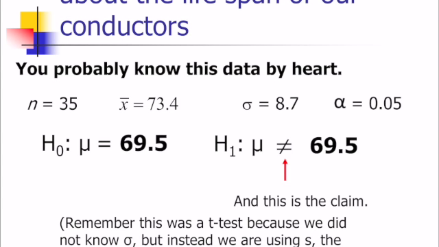So here I have the same problem. This is the one about the lifespan of conductors. So they surveyed 35 conductors. These 35 conductors have an average lifespan of 73.4, but the true human population of men has an average lifespan of 69.5 years. We know our population standard deviation and we know our alpha, okay? And this is our claim because we just said that the mean lifespan of conductors was different than 69.5, the mean lifespan of our population. And remember, we used a t-test in this originally.